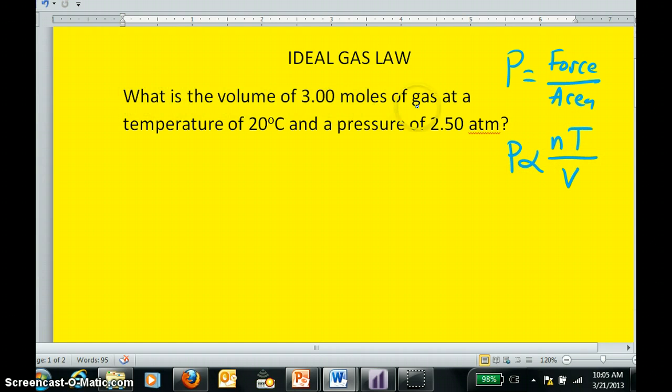But a problem like this is not a changing condition problem, because I do give you three conditions of a gas, but none of them change. And yet I want to know what volume we have. Now, it would be lovely if this proportionality were in fact an equation, because then I could plug in the moles of gas that I'm given, plug in the temperature, plug in the pressure, and simply solve for the volume, if this were an equation.